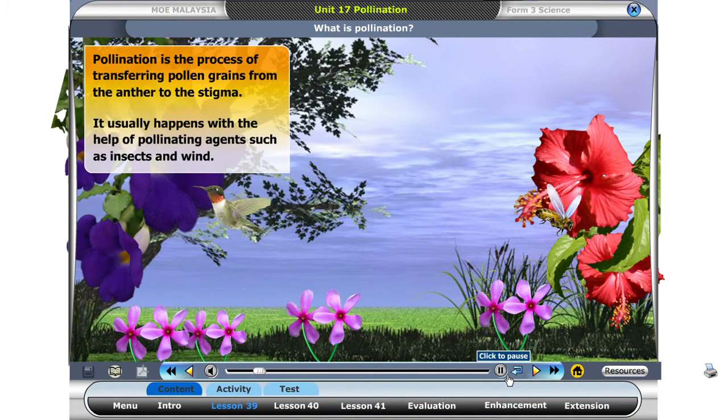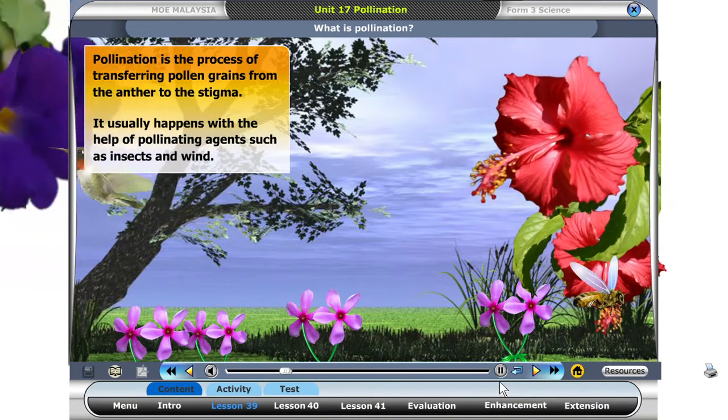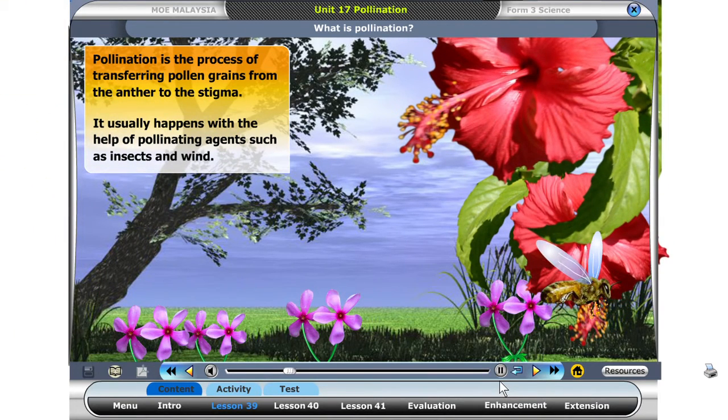When birds and bees fly from flower to flower, they transfer pollen grains from one flower to another. The pollen grains released from the anther are transferred to the stigma. This process is called pollination. Pollination usually happens with the help of pollinating agents such as insects and wind.